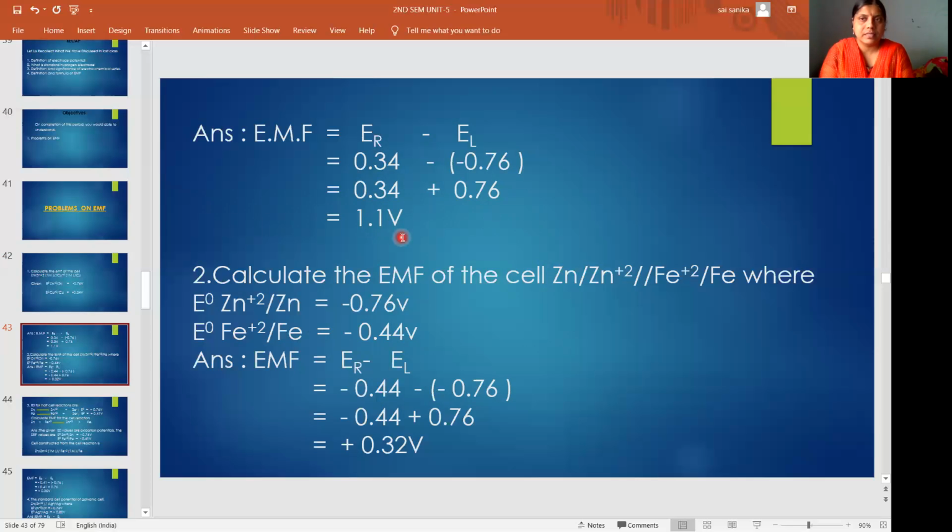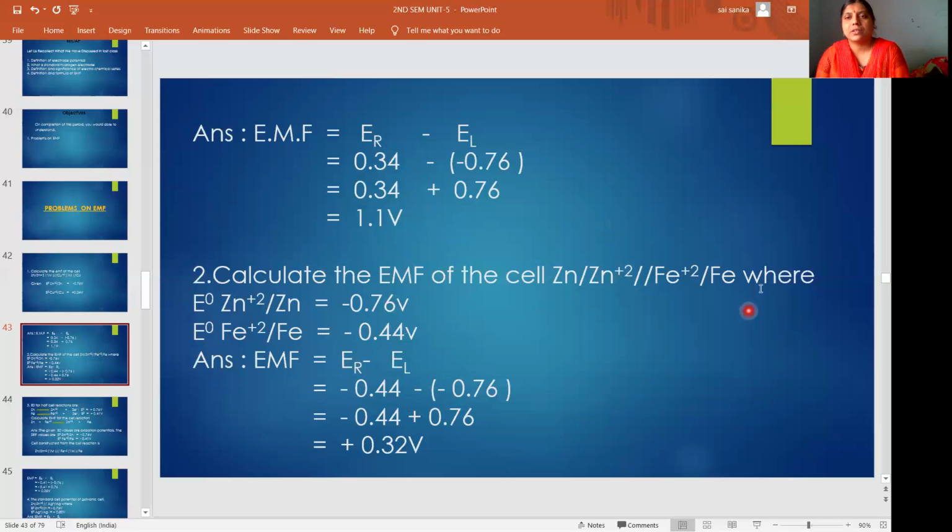Then the next, second question. Calculate the EMF of the cell Zn | Zn2+ || Fe2+ | Fe, where the E naught value of zinc is minus 0.76 volts and the E naught value of iron is minus 0.44 volts. So this is the representation of the cell, and these are the electrode potentials. He asked to calculate the EMF of the cell. Same formula, that is E right minus E left.